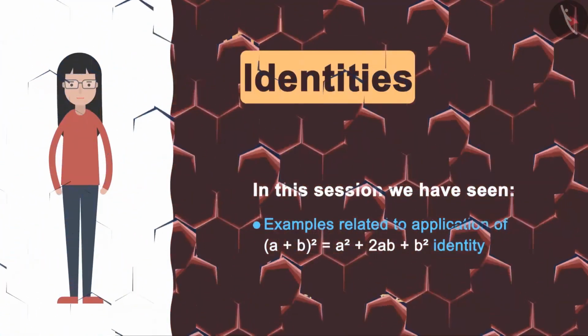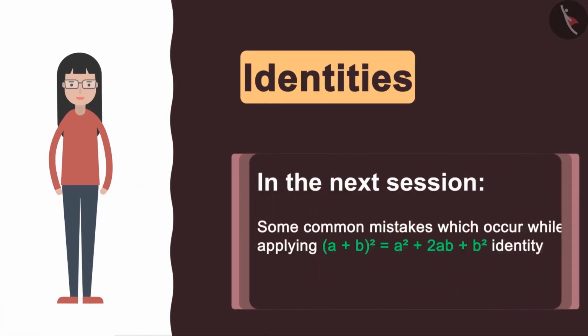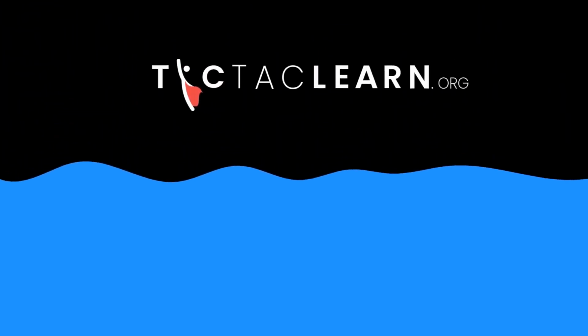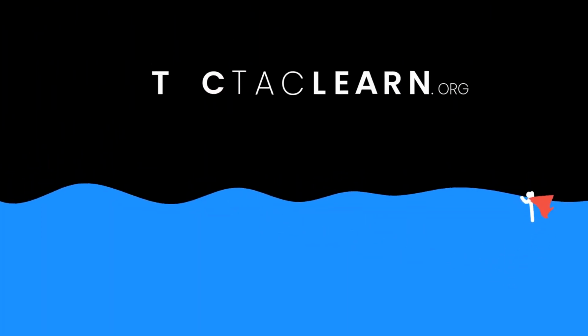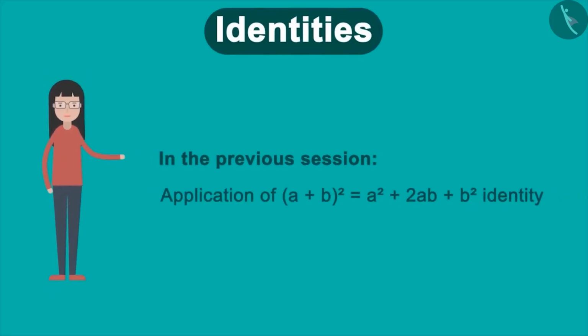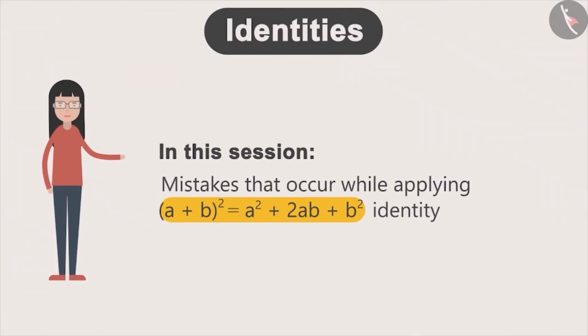So friends, in this session, we have seen how this identity is applied. In the next session, we will see some common mistakes which occur while applying this identity. In the previous session, we have seen some examples and how this identity is applied. In this session, we will look at some common mistakes which occur while applying this identity.